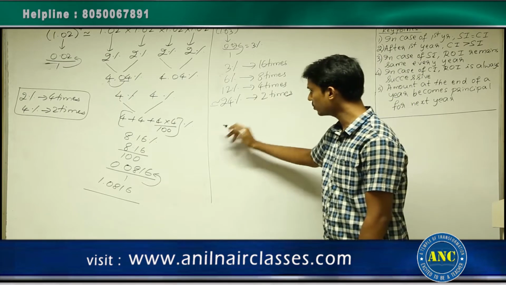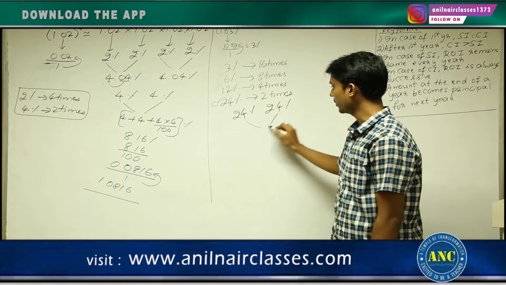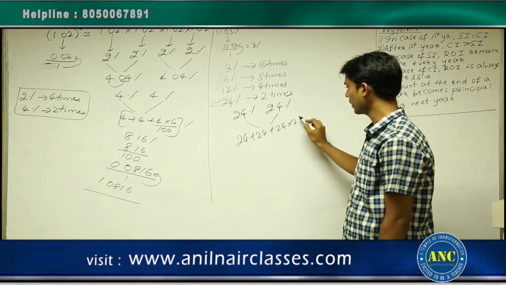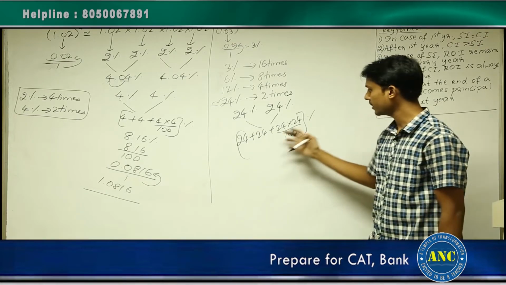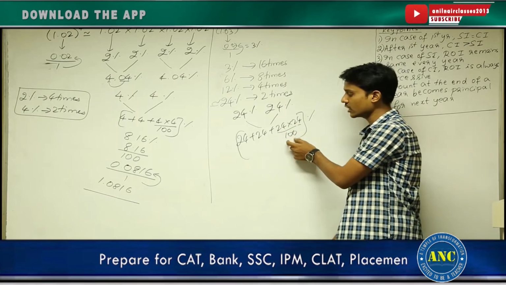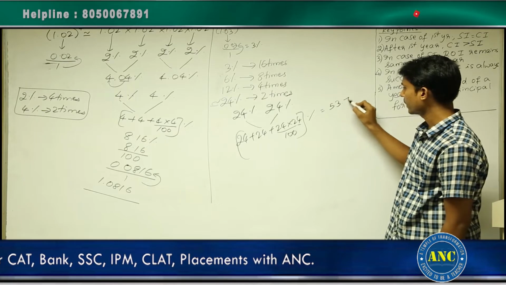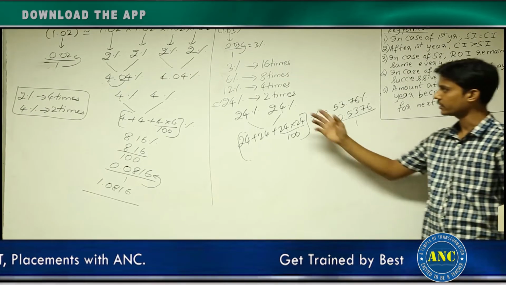Okay? 24% 2 times. Use successive percentages. It is 24 plus 24 plus 24 into 24 by 100%. What is 24 plus 24? 48. 24 into 24 is 576. 576 by 100 is 5.76. 48 plus 5.76 is 53.76.